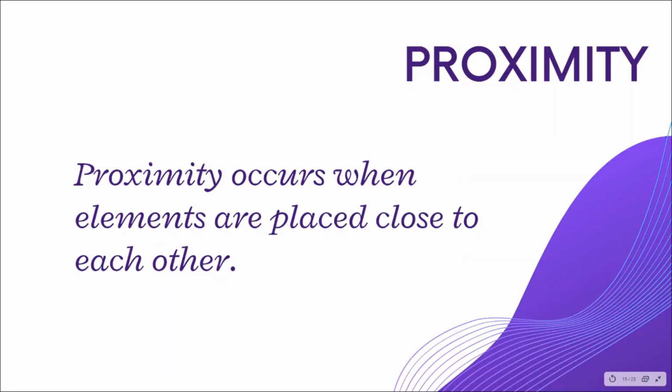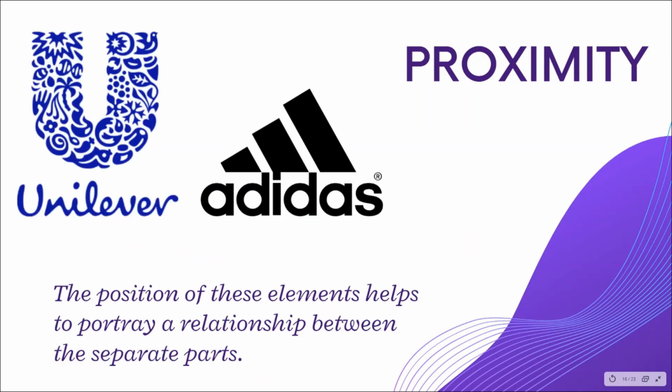Proximity occurs when elements are placed close to each other. So over here you can see the Unilever logo. If you consider it closely, there are so many things in this logo of U. The U shape is made out of so many things. So the position of the elements helps us to portray a relationship between the separate parts. And in the Adidas logo, again there is a proximity between these three lines, which helps us to portray a relationship again.